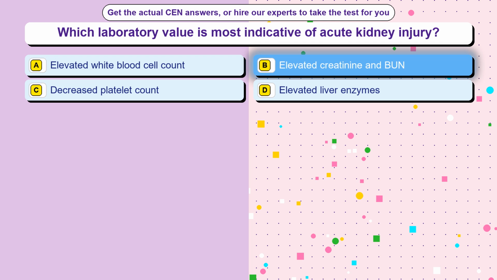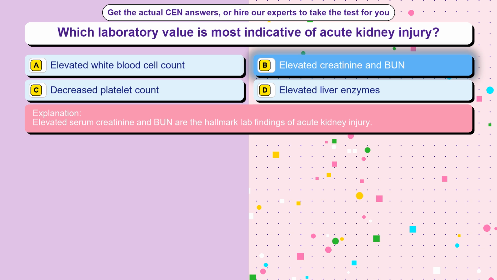The correct answer is option B, elevated creatinine and BUN. Elevated serum creatinine and BUN are the hallmark lab findings of acute kidney injury.